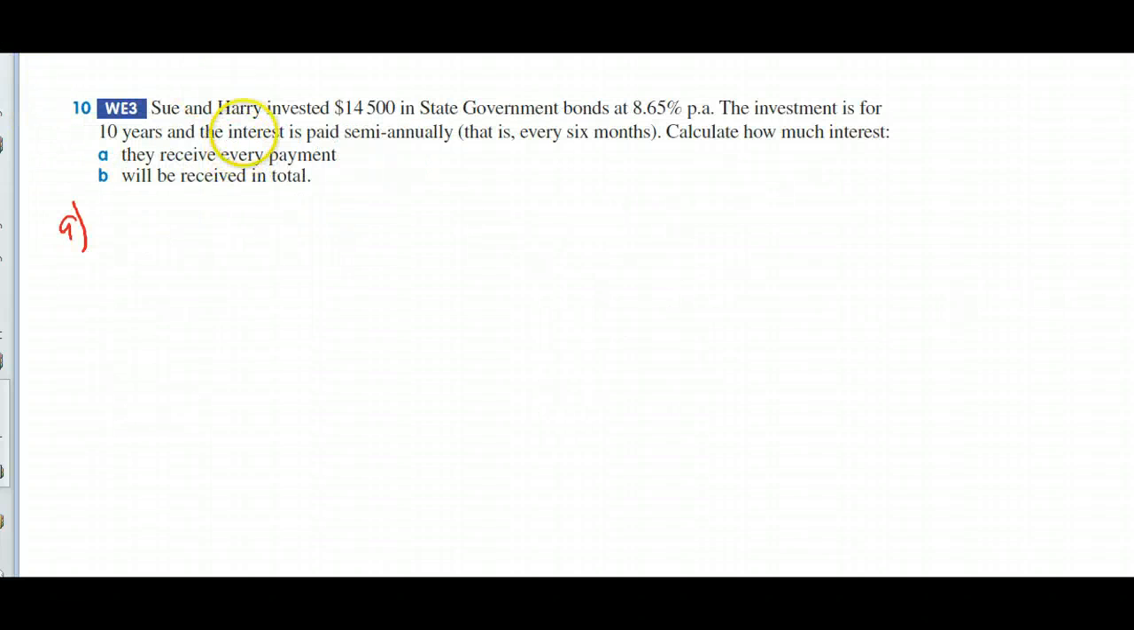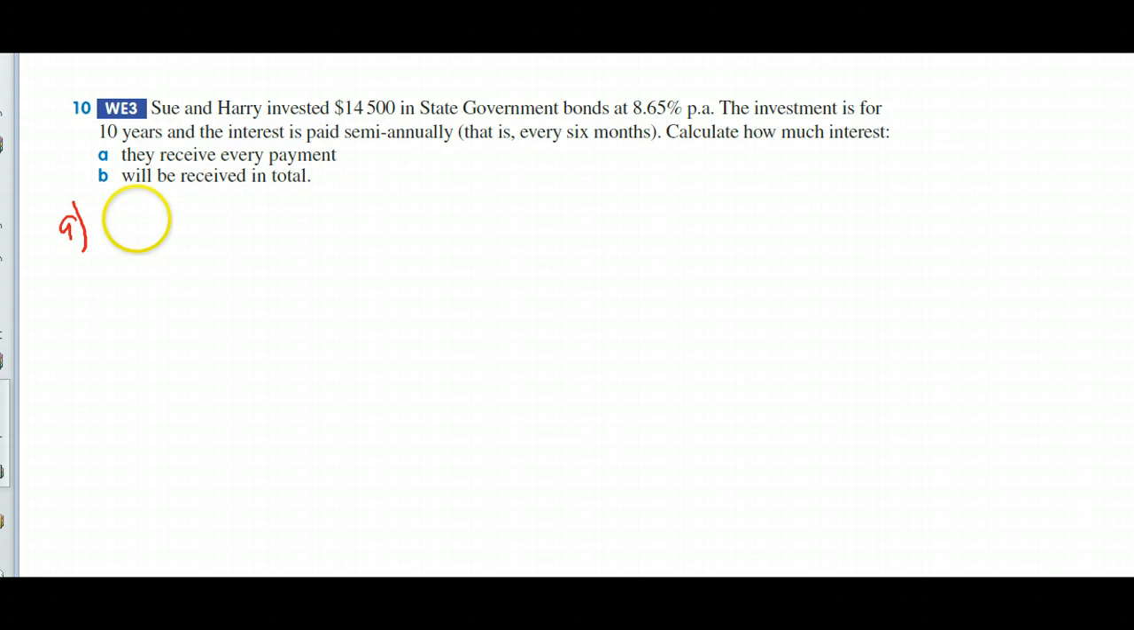Okay, and question 10. Sue and Harry invested $14,500 in state government bonds at 8.65% per annum. The investment is for 10 years and the interest is paid semi-annually, that is every 6 months. Calculate how much interest they receive every payment and how much will be received in total.